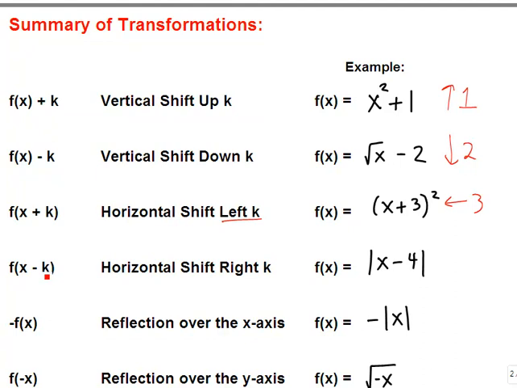If we saw minus k, then we're going to go again backwards from what we would expect. So minus k we think left, but it actually goes right. So if I saw absolute value of x minus 4, then this would be a shift right 4.